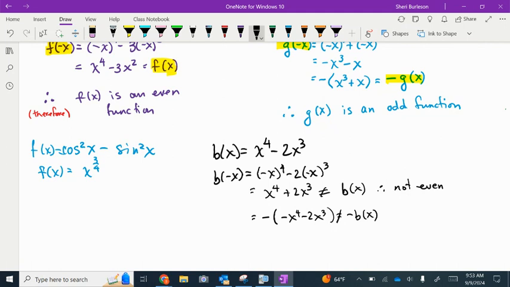Do you see that? So therefore, not odd, right? So therefore, b of x is neither odd nor even. Do you see that I'm showing it doesn't equal what it would need to for an even function, and it doesn't equal what it would need to for an odd function?